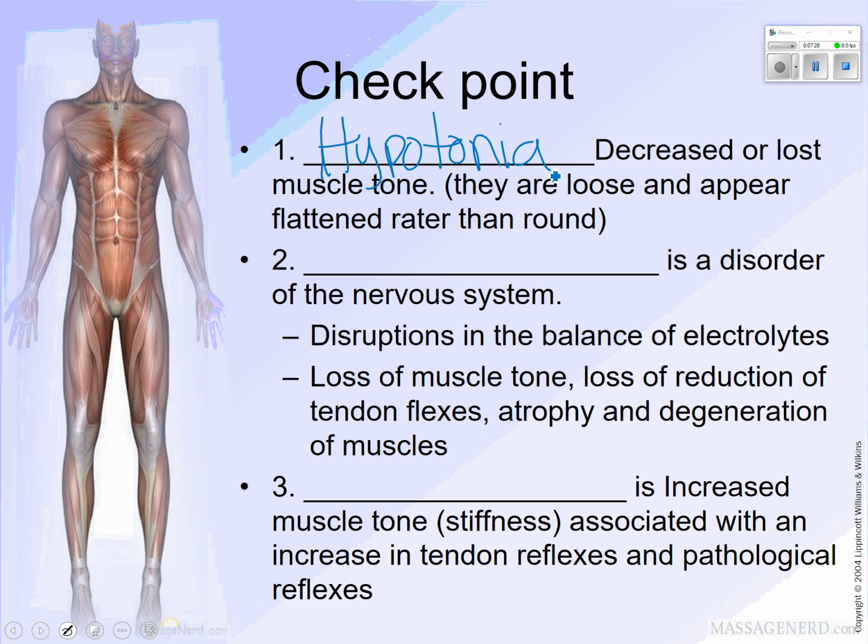Number two. This is a disorder of the nervous system which has caused disruptions of the balance of the electrolytes, loss of muscle tone, reduction of the tendon reflexes, atrophy, and degeneration of the muscles. And it's flaccid paralysis.